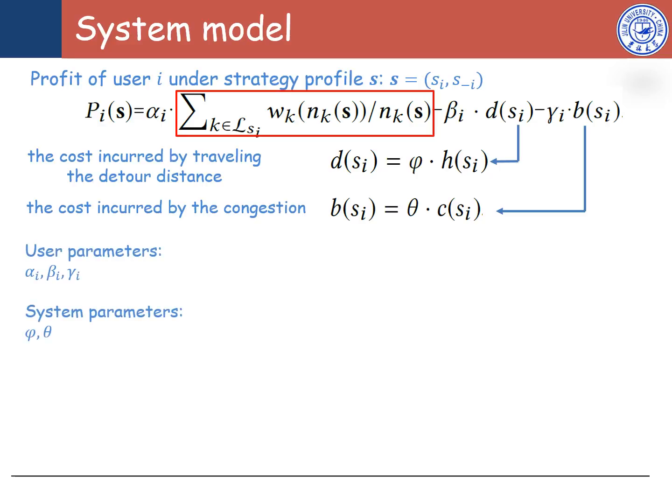The parameters alpha_i, beta_i, gamma_i are the user parameters for user i. The users can adjust them to satisfy their preference. Similarly, the platform can adjust the system parameters to achieve their different purposes.